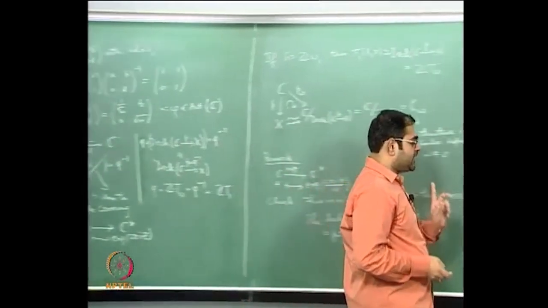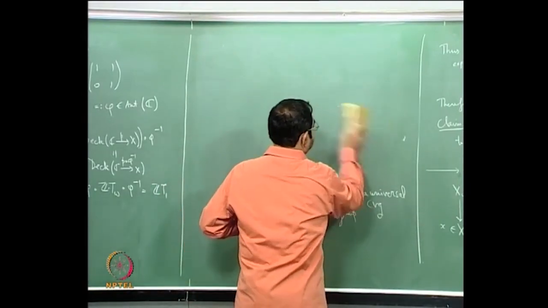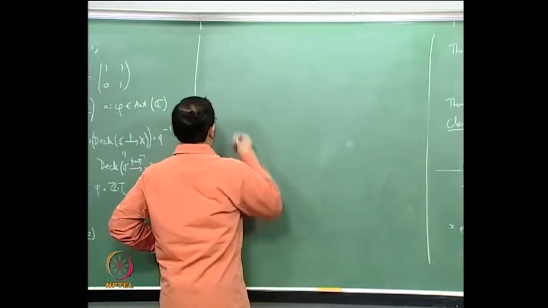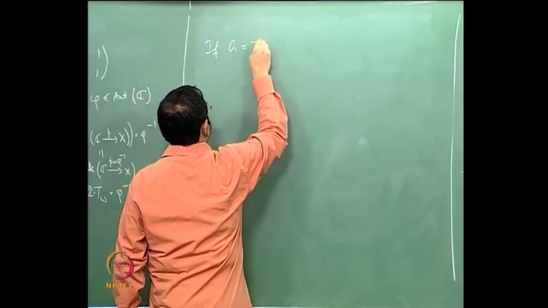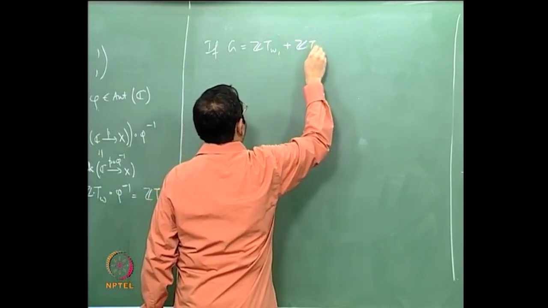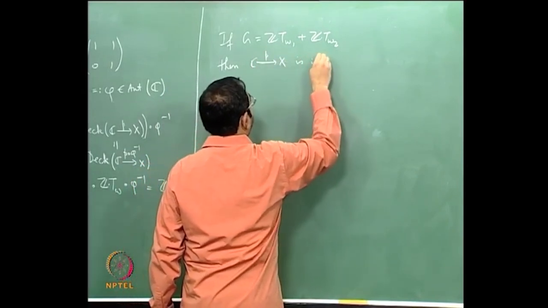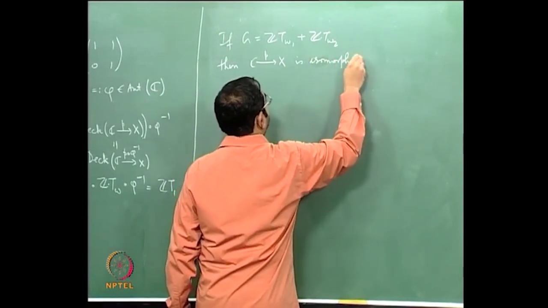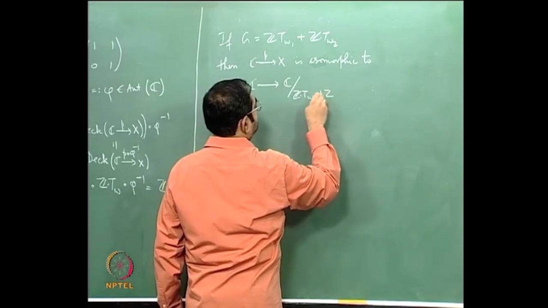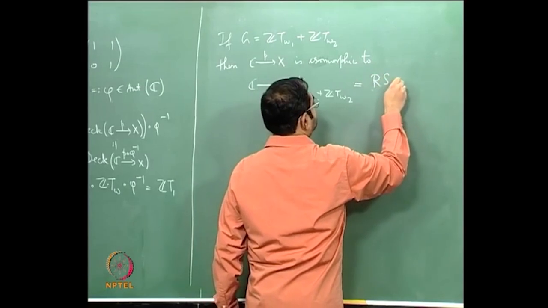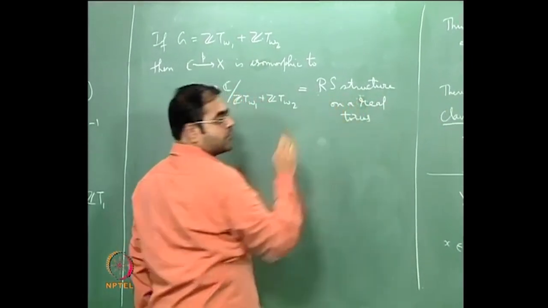So that ends it, and finally let me look at the third case, the last and final case, namely when G is isomorphic to Z dot omega 1 plus Z dot omega 2. In this case we are going to get a complex torus. If G is Z dot translation by omega 1 plus Z dot translation by omega 2, then C P X is isomorphic to C mod Z dot translation by omega 1 plus Z dot translation by omega 2, which is a Riemann surface structure on a real torus. So this is the third case.